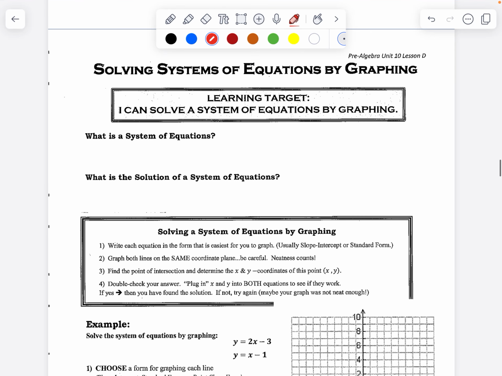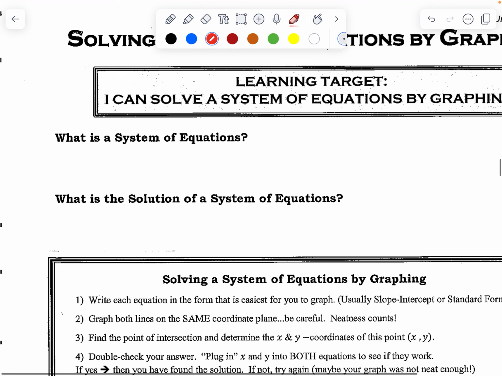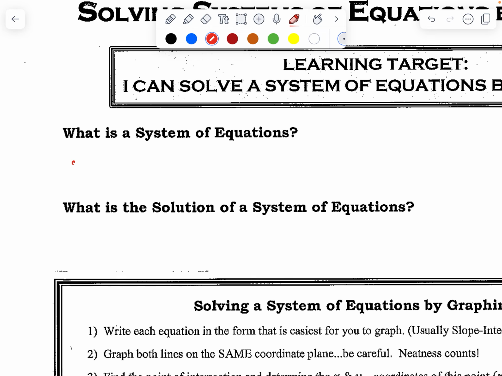Today we're going to be doing solving systems of equations by graphing. And so what is a system of equations? A system of equations is two or more equations that share the same set of variables.